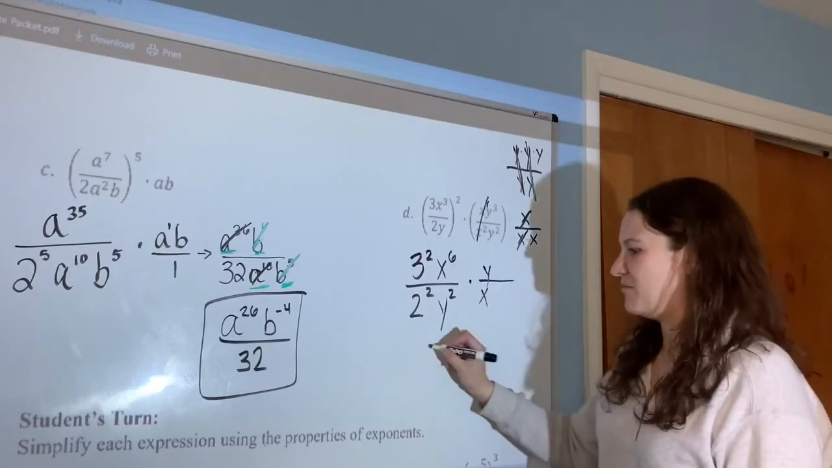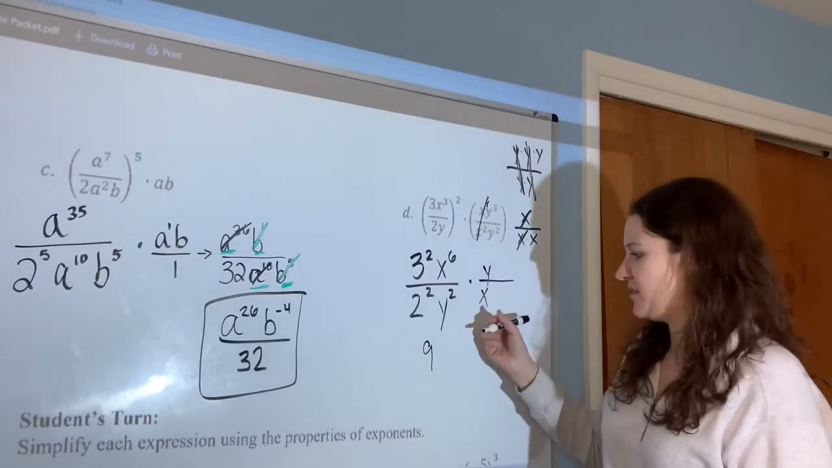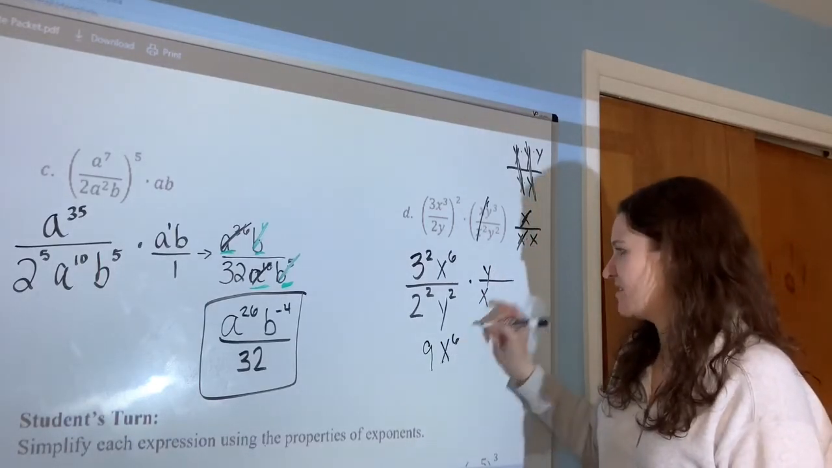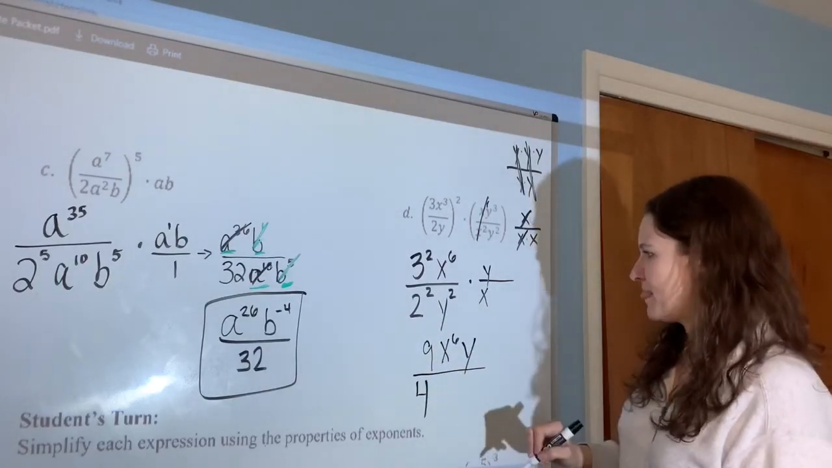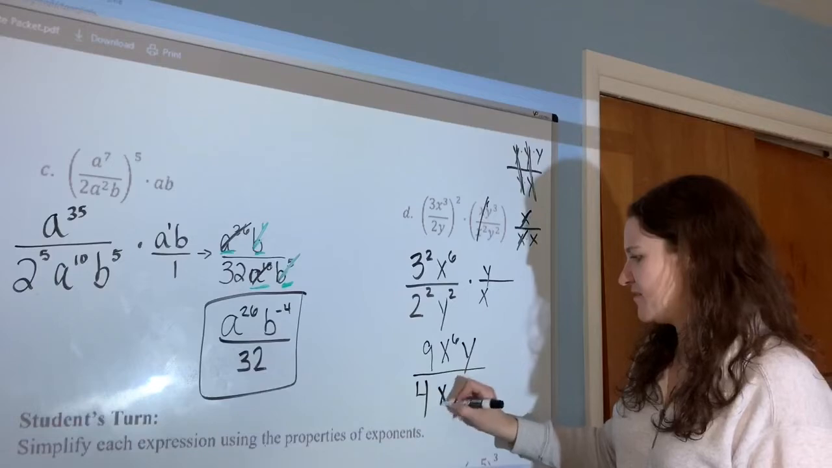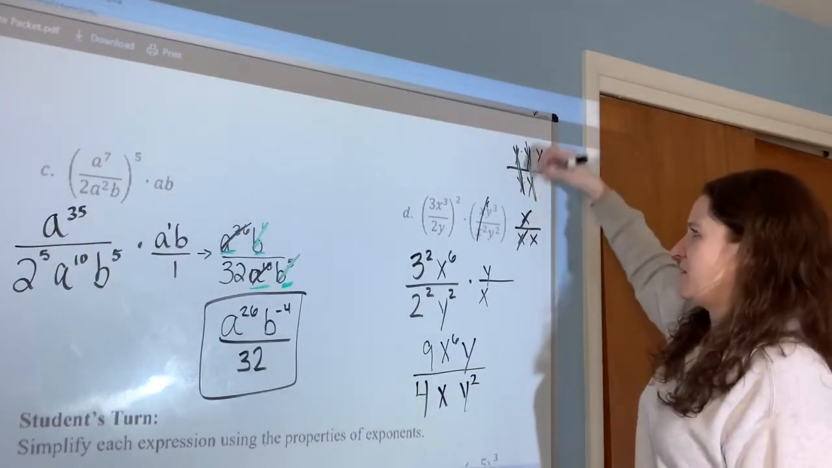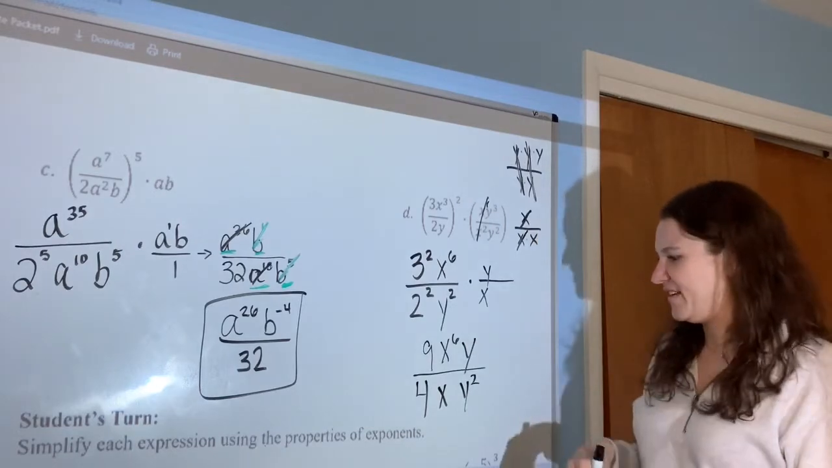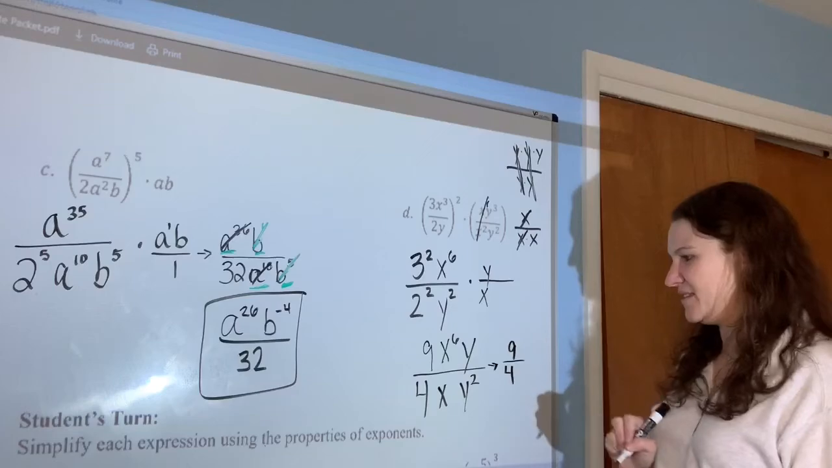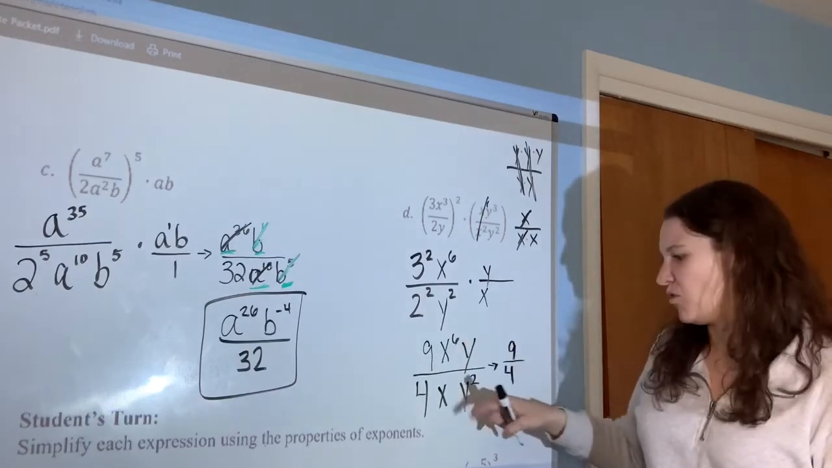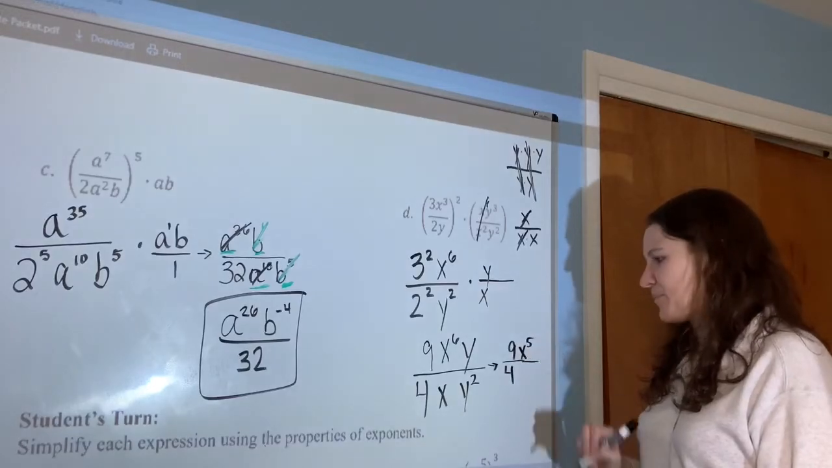3 squared is going to give me 9. X to the 6th times nothing that's similar gives me x to the 6th, and then just y. 2 squared is going to give me 4. Then I'm going to put my x first, so there's my x, and then y squared. All right, let's think about the same thing here when we simplify. Over here, 9 over 4 will not simplify, so I'm going to keep that exactly like it is. I have 6 x's on top and 1 on the bottom, so if I subtract those, I have x to the 5th left over on top.